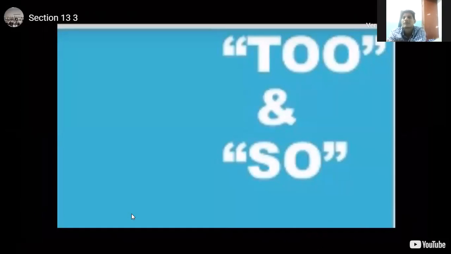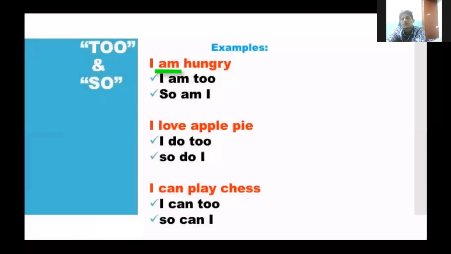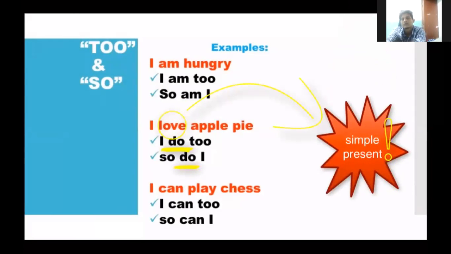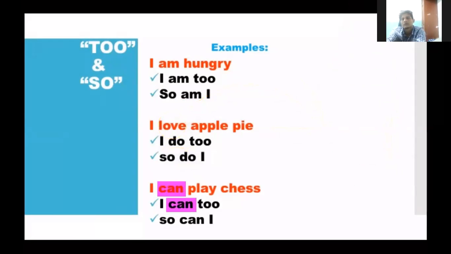The use of too and so to agree with something being said to us. In English, we can use too or so in short answers to show we agree with something or someone. Notice we use the auxiliary verb of the statement being said to us. For example: I am hungry. I am too. So am I. I love apple pie. I do too. So do I. I can play chess. I can too. So can I.